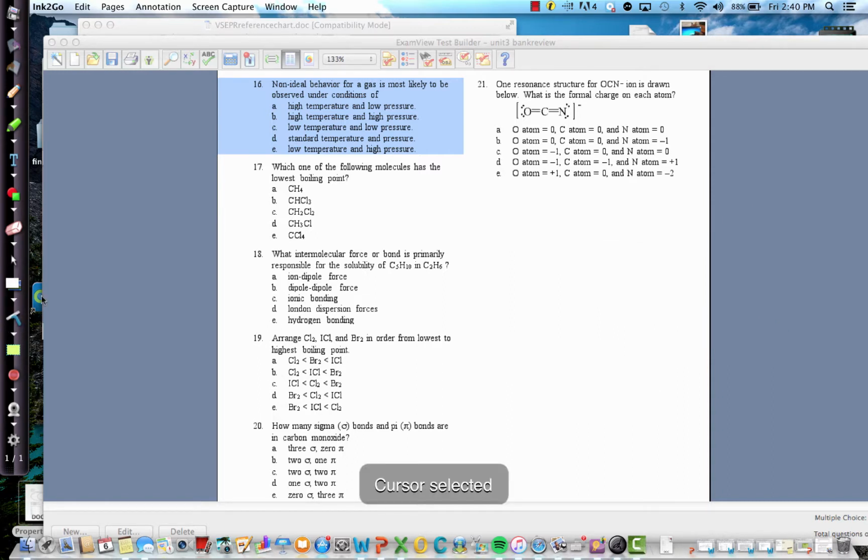All right, so let's see, what one was next? 18. So what intermolecular force or bond is primarily responsible for the solubility of C5H10 into C2H6? Okay, so what you need to do for solubility, like dissolves like.